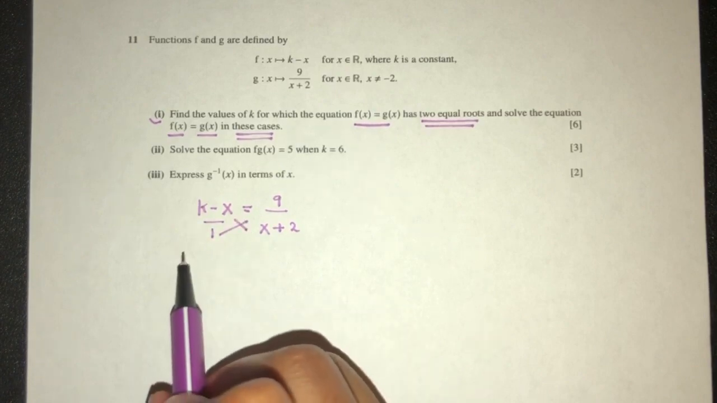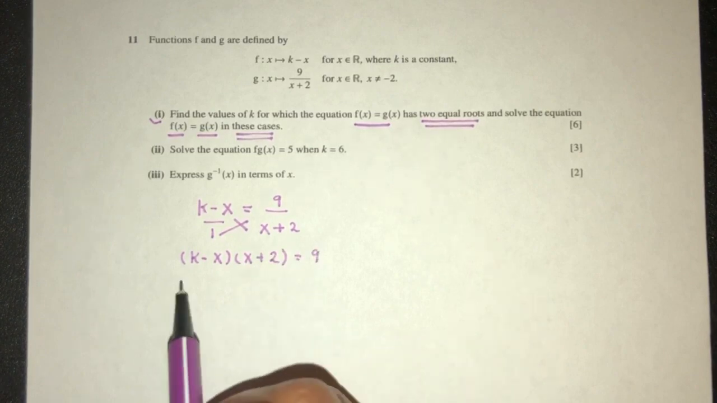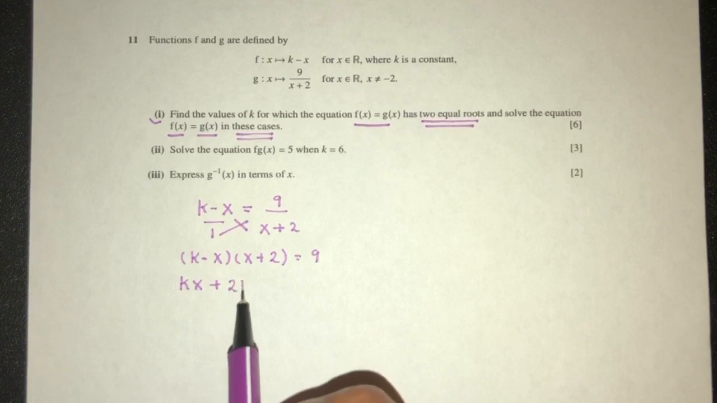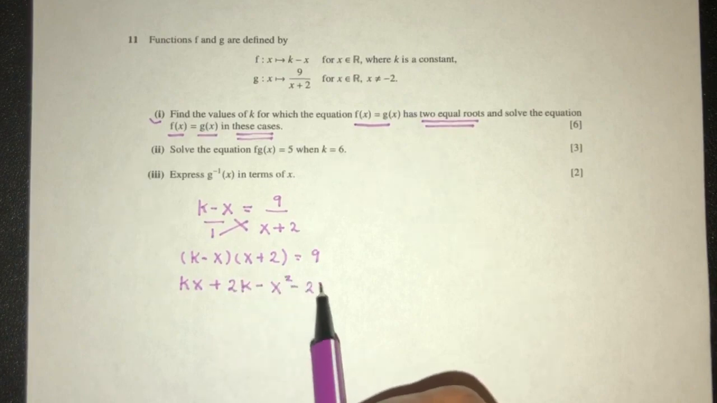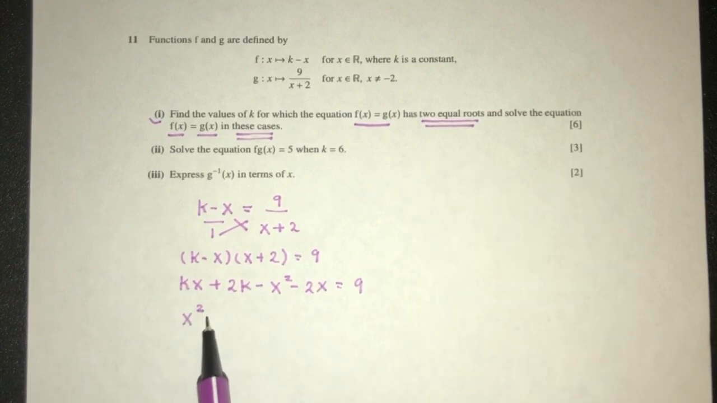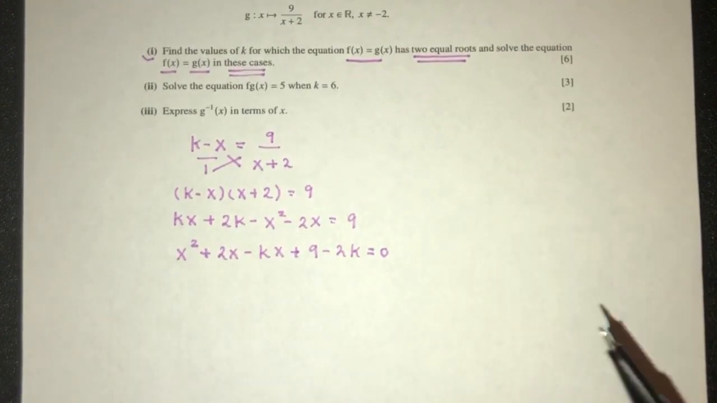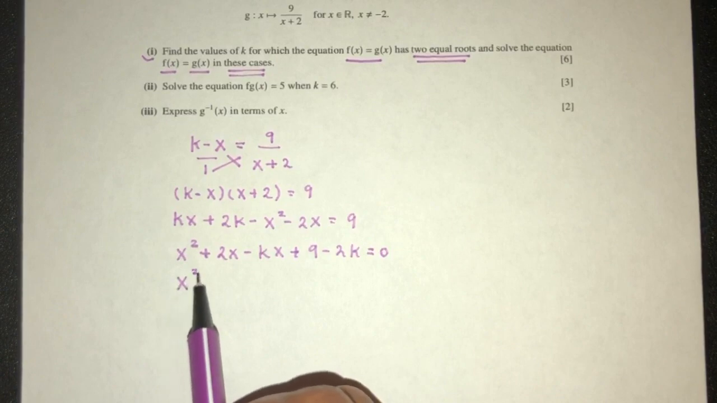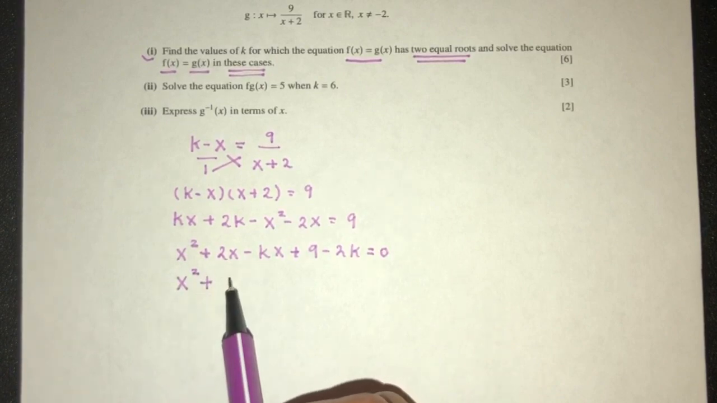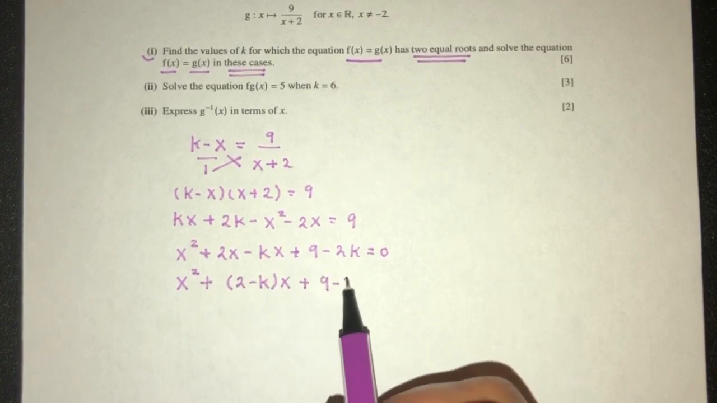Now we can of course simplify. That will be k minus x times x plus 2 equal to 9. That will be kx plus 2k minus x squared minus 2x. Let's send everything to one side. You will have x squared plus 2x minus kx plus 9 minus 2k is 0. Okay, great. Now we can simplify this. We will have x squared plus, factorize x, you have 2 minus k x, plus 9 minus 2k.